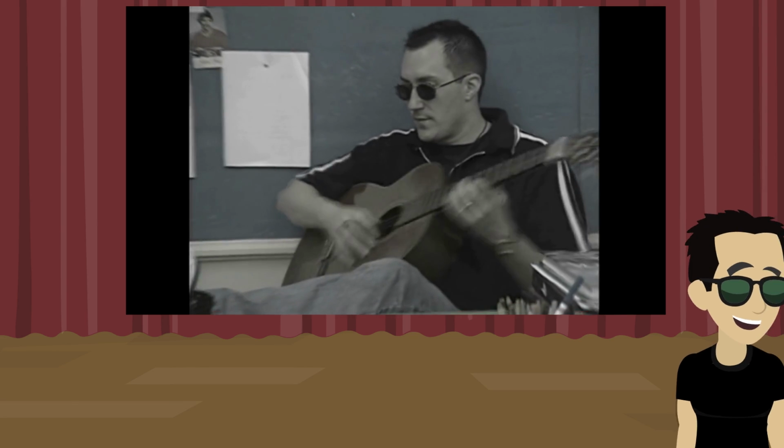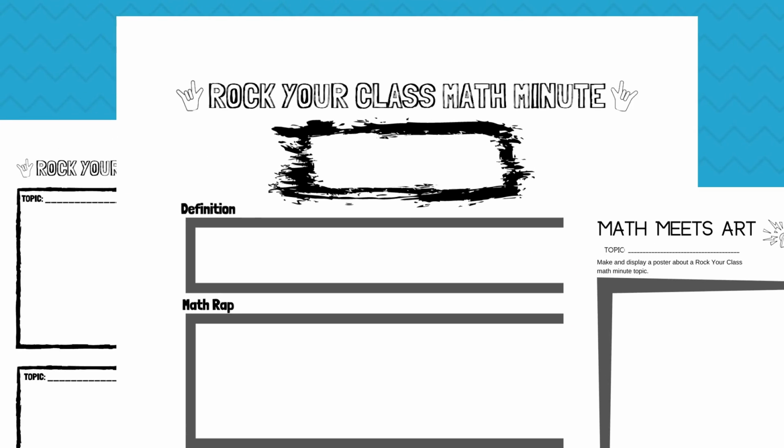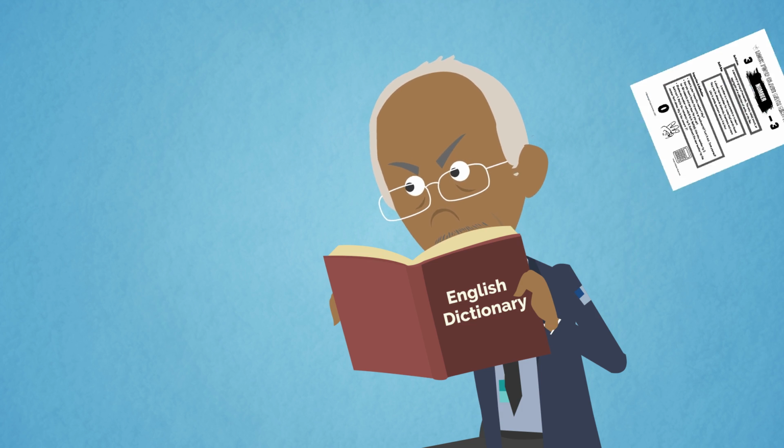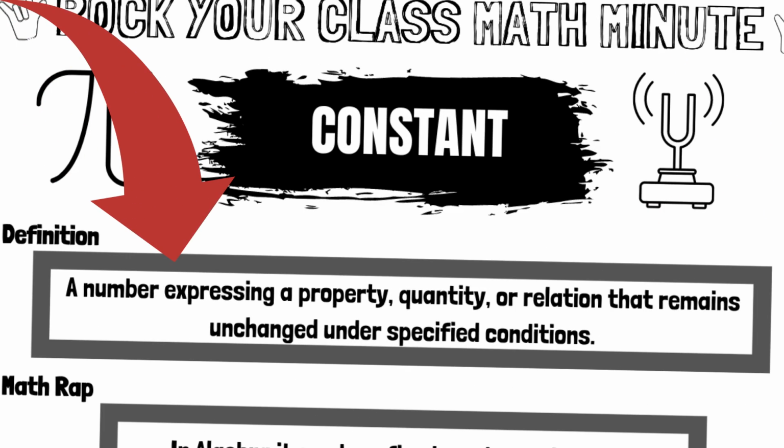Get ready for today's Math Minute topic. Constant. What does the dictionary say? A number expressing a property, quantity, or relation that remains unchanged under specified conditions.